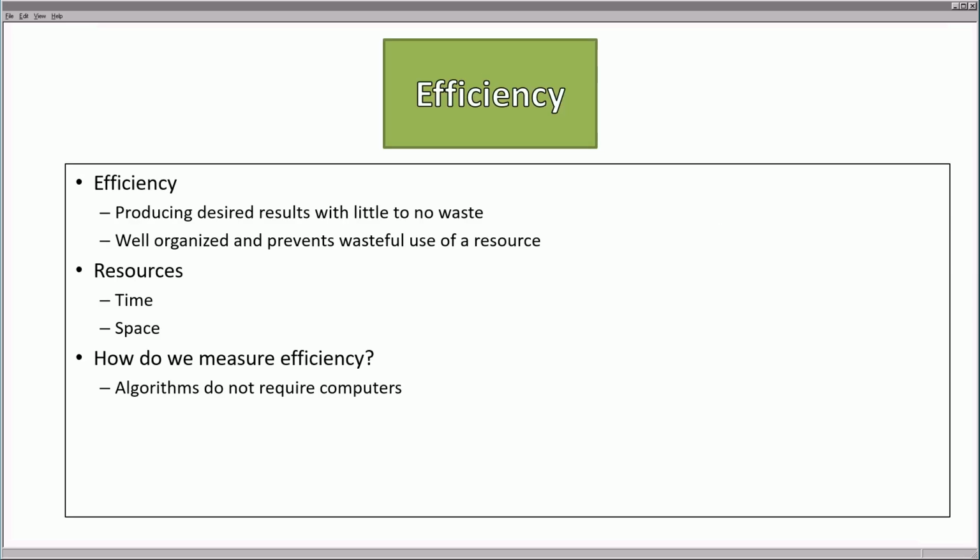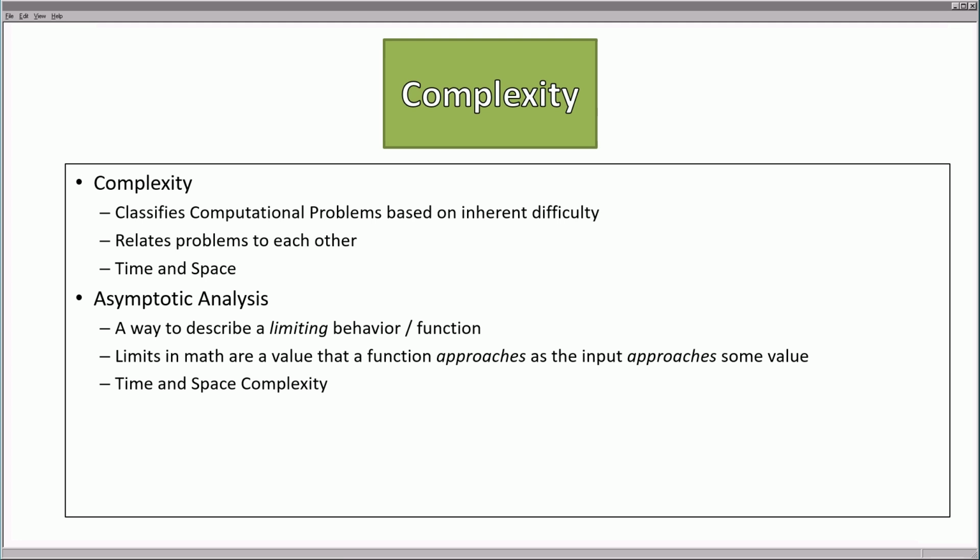In a previous lecture, we started discussing efficiency, and this is producing some desired results with little or no waste. The type of efficiency we were looking at was time and space. And we also looked at how we can start measuring efficiency. We then moved on to the concept of complexity, and this is a way that we can classify computational problems based on their difficulty. Now, in order to measure the complexity, we introduce asymptotic analysis, and this is a way that we can describe the limiting behavior of some sort of function.